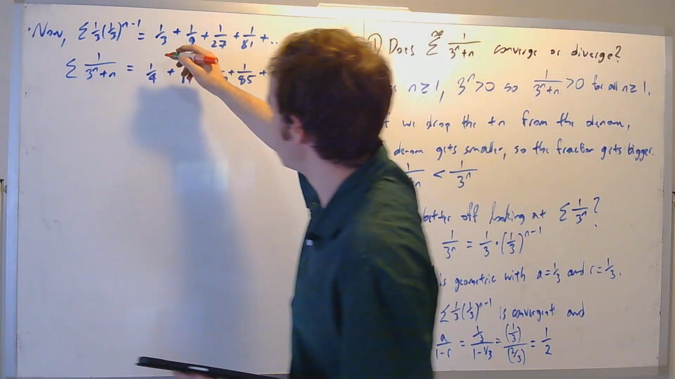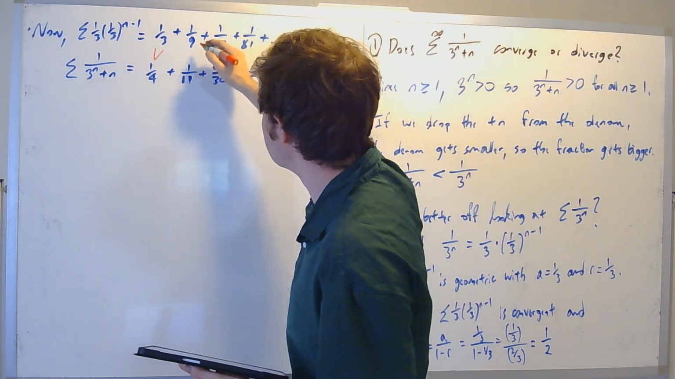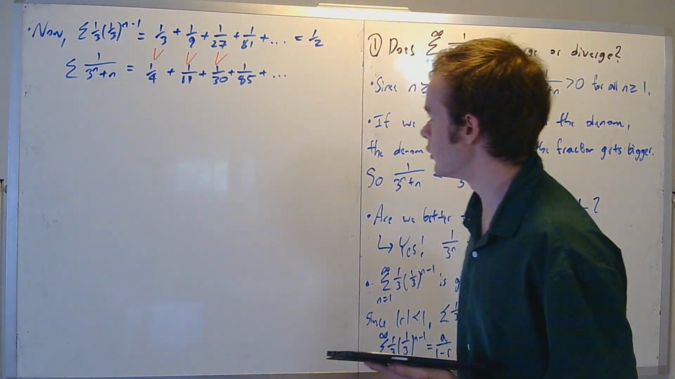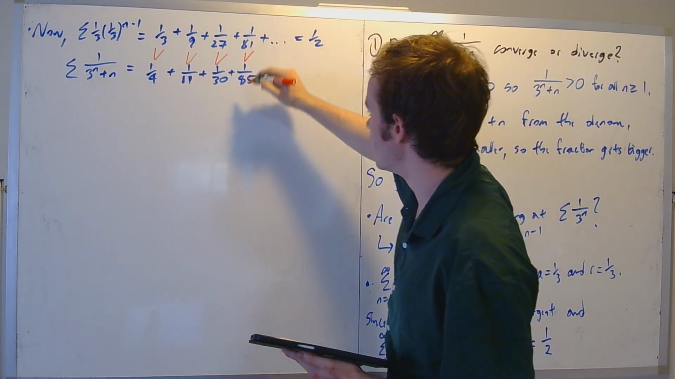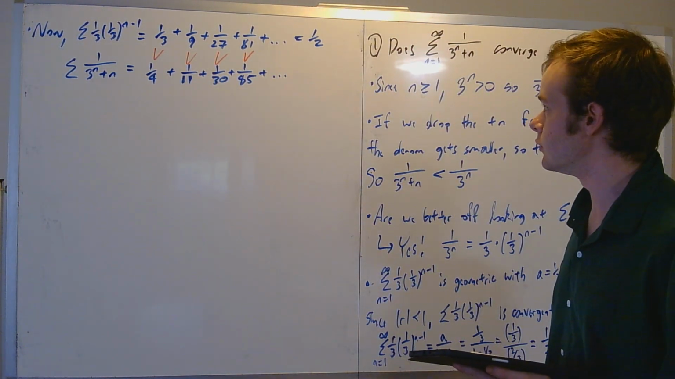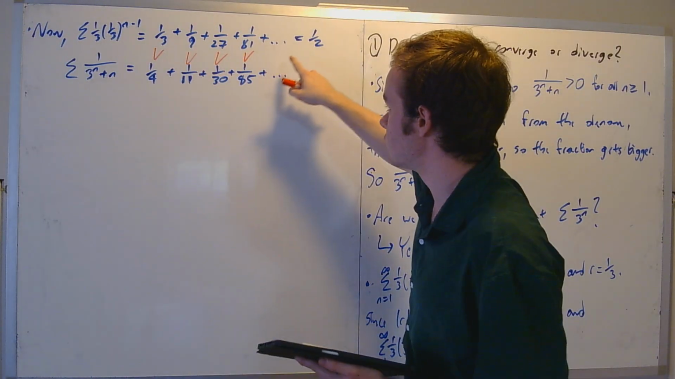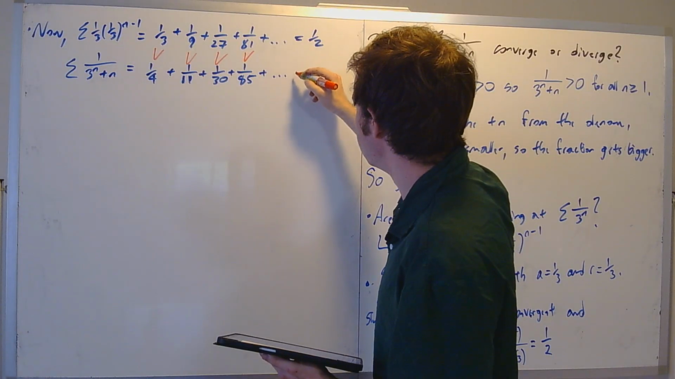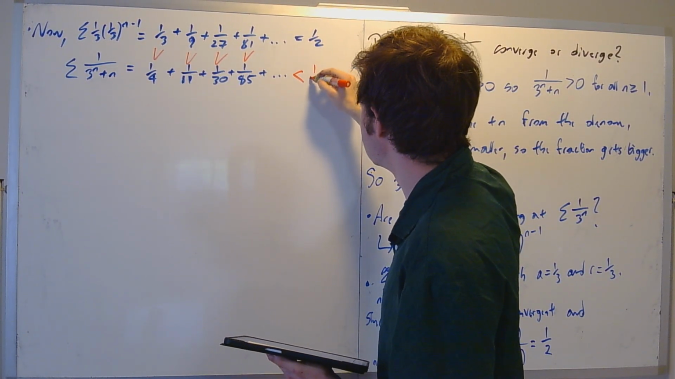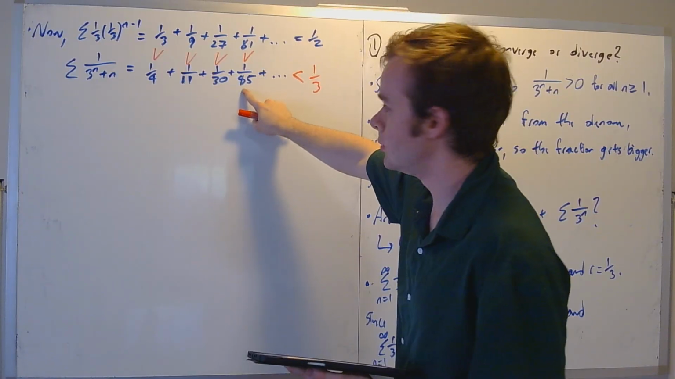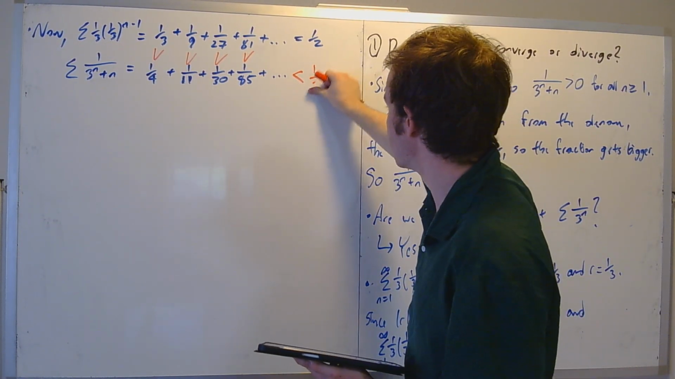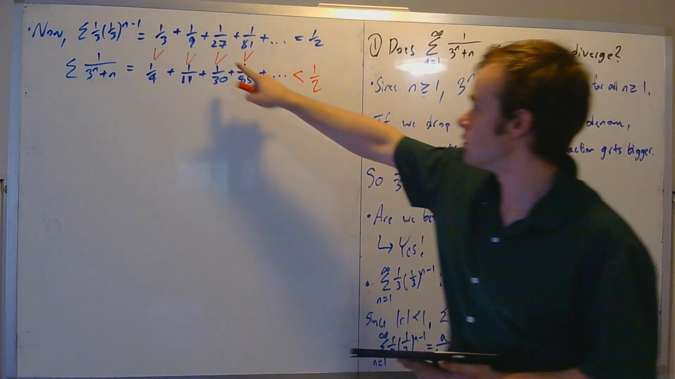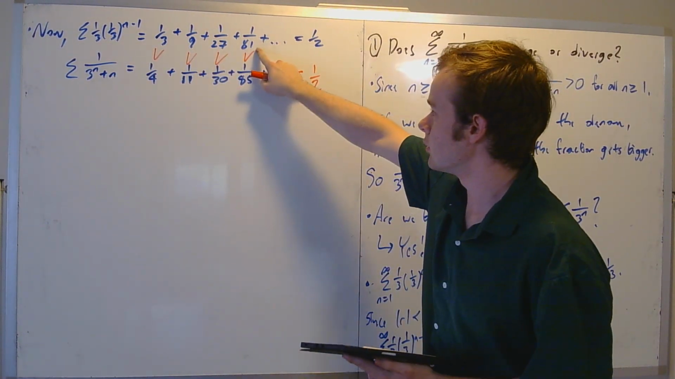Right? So 1/3, that's bigger than a 4th. 1/9, that's bigger than an 11th. 1/27, that's bigger than a 30th. 1/81 is bigger than 1/85. So eventually, since all of these terms on the top are bigger than the terms on the bottom, this 1/2 better be bigger than whatever this sum is. So I accidentally wrote that, but right. This whole thing has to be less than 1/2, since each of its terms here are less than the ones up here.